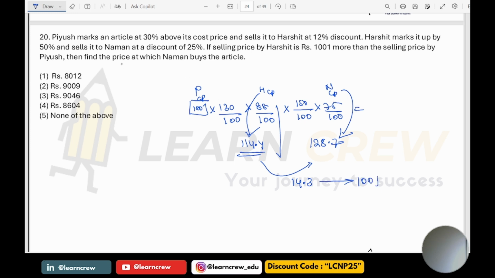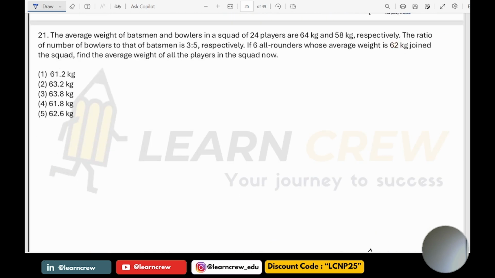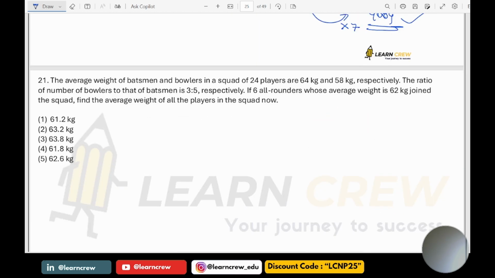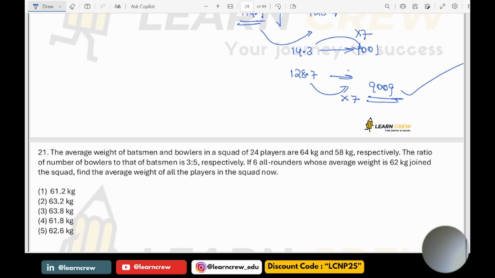Thereby, find the price at which Naman buys the article. Naman buys the article for 128.7. So 14.3 into 7 times, so 128.7 into 7 times would be how much? 9009. So the answer is 9009. Okay, it means 70 times, not 7 times. Am I correct or not?